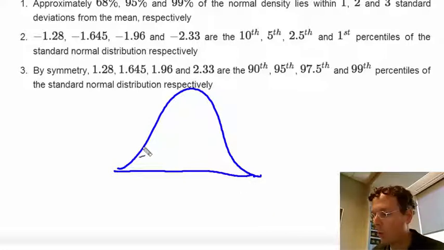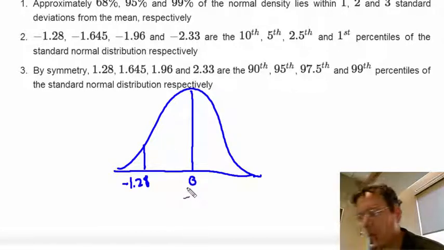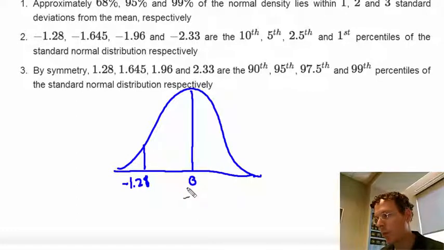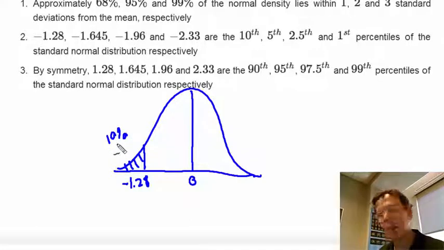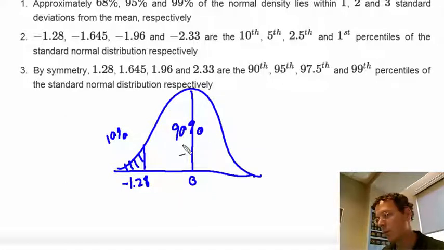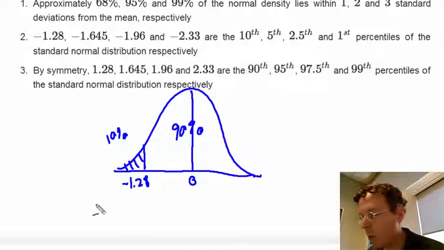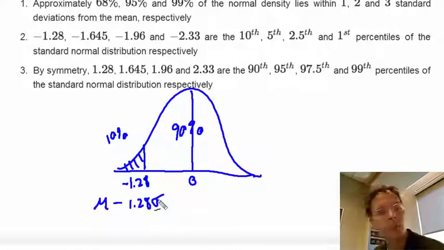I'm drawing a normal distribution right here, and let me put the point minus 1.28. The mean is, of course, 0 for the standard normal distribution. That point is such that 10% of the density lies below it, and then 90% lies above it. Now, for a not necessarily standard normal, this point is not negative 1.28, it's mu minus 1.28 times sigma.